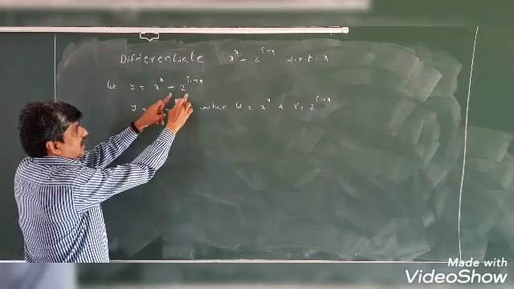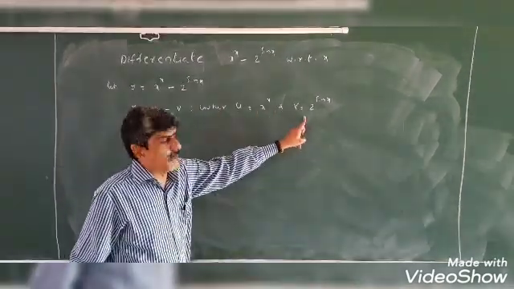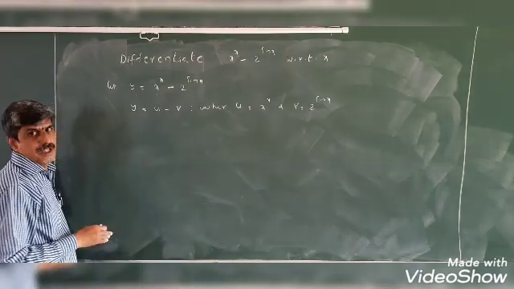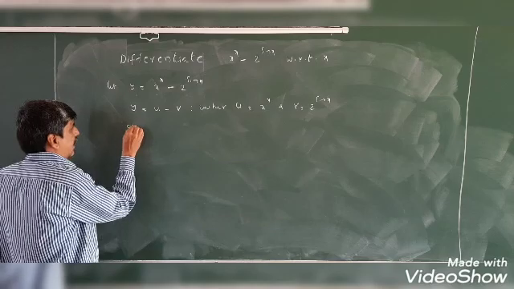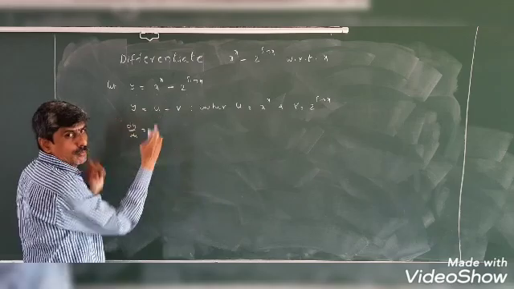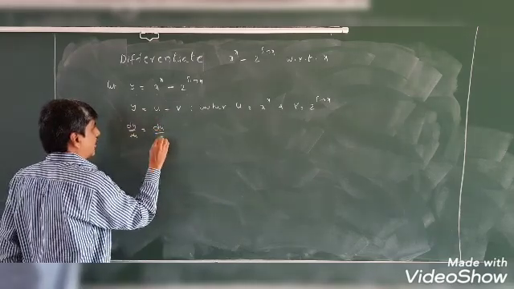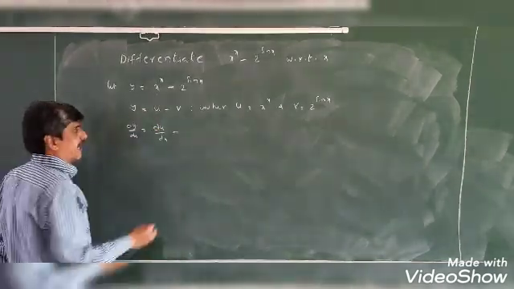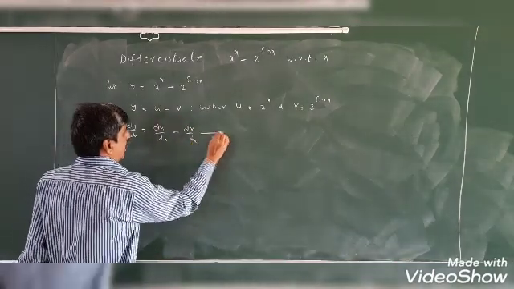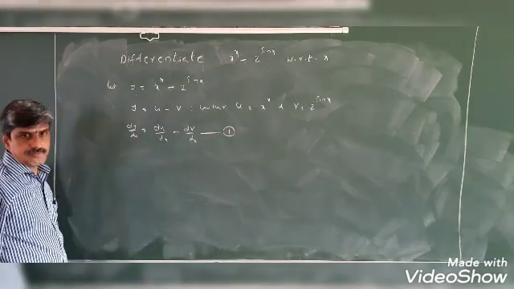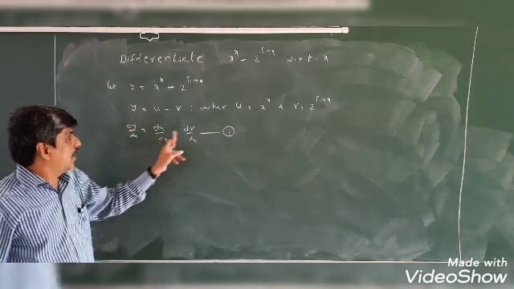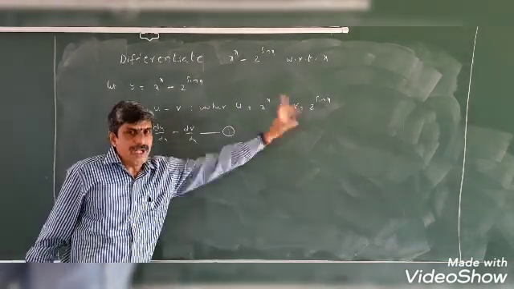So y is a function of x, and u and v are also functions of x. Differentiate with respect to x on both sides. Then d by dx of y, we write as dy by dx, is equal to d by dx of u minus v. Then d by dx of u means du by dx, minus d by dx of v means dv by dx. If you want to find dy by dx, find du by dx and dv by dx.